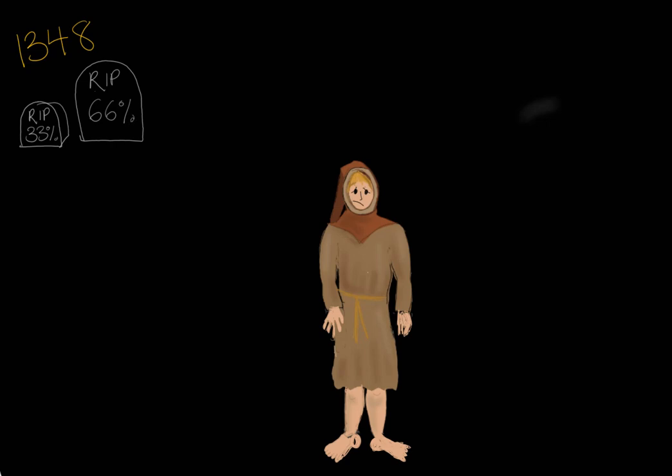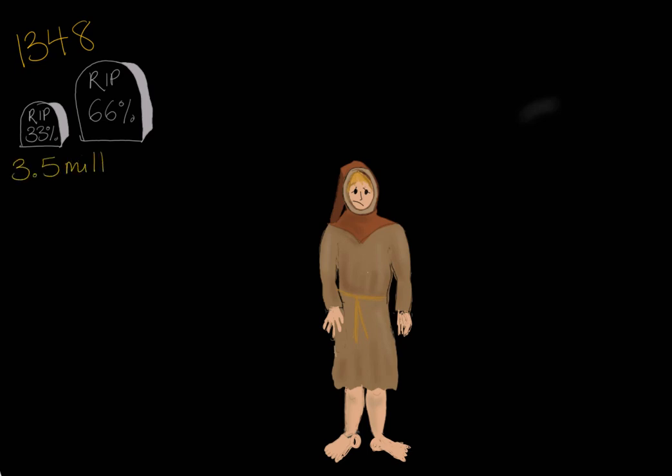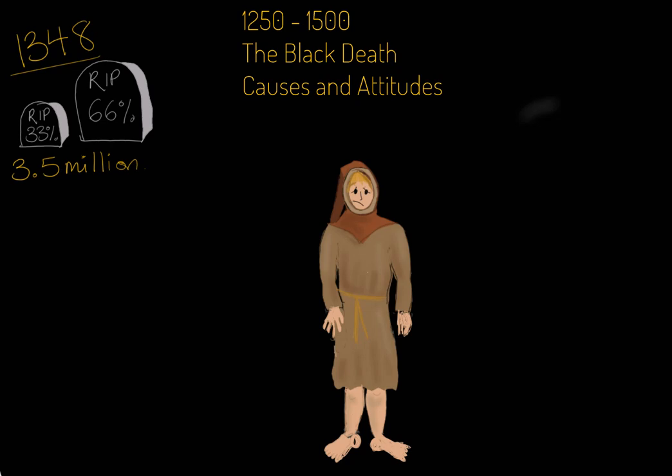Now, we don't know the exact figures because people at the time didn't keep very good records, and to be fair, even if they had, they probably wouldn't have done at a time like this. But it's possible that this killed up to 3.5 million people in Britain alone. And we are talking about the event that is known as the Black Death.